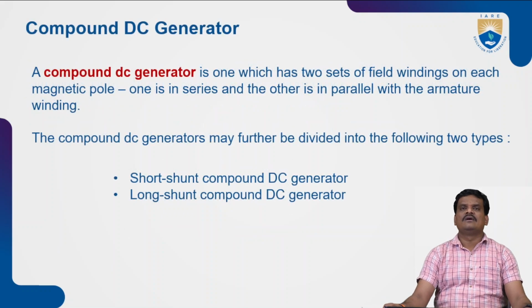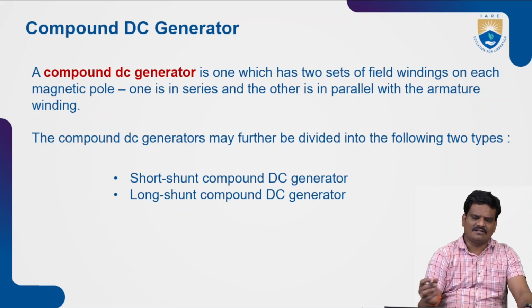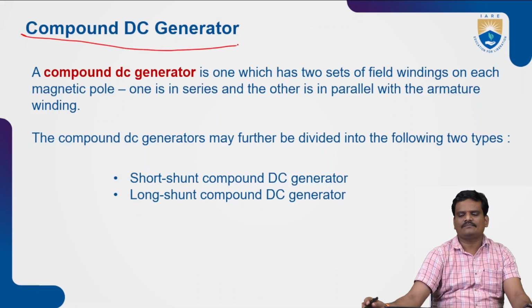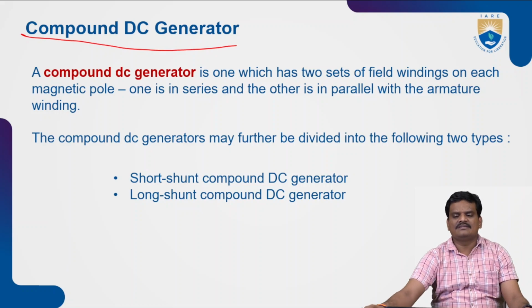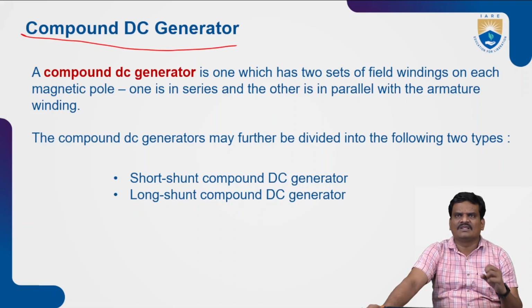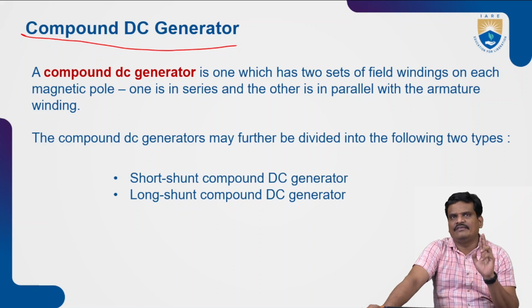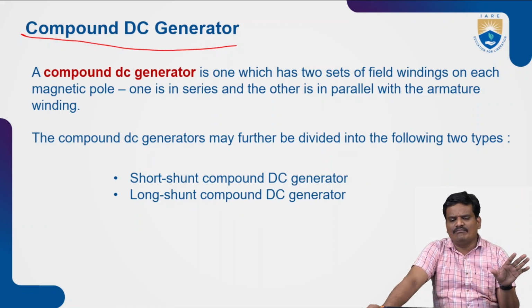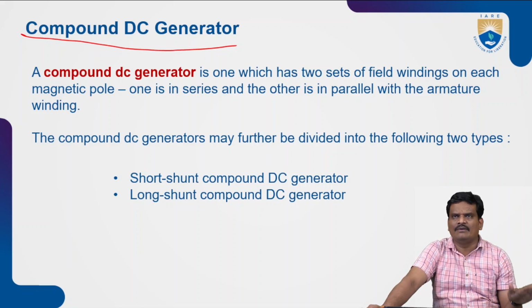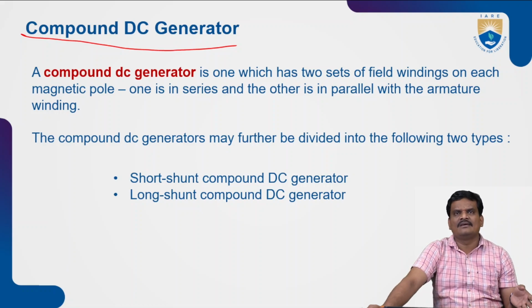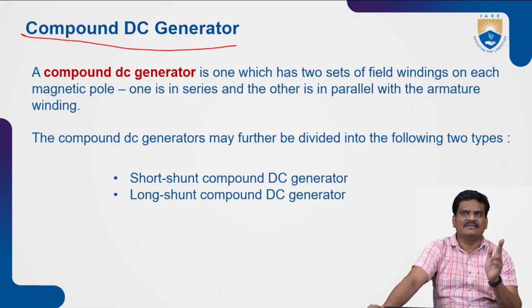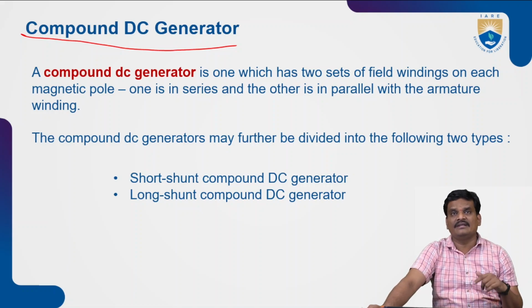Now we will discuss the next important type of DC generator, that is the compound DC generator. Compound is nothing but a mixture, where it consists of two sets of field windings. Up to now we have seen that this complete classification of DC generators has been done depending upon the connection of the field winding. If the field winding is connected in series with the generator armature terminals, it is called a series generator. If the same field winding is connected in parallel, it is called a shunt generator. If the field winding is connected in series as well as in parallel with the armature winding, then it is called a compound generator.